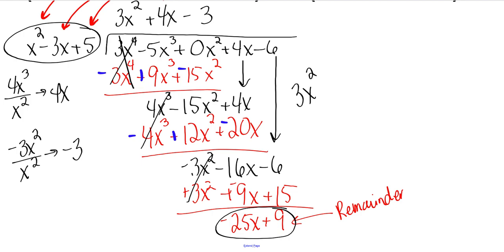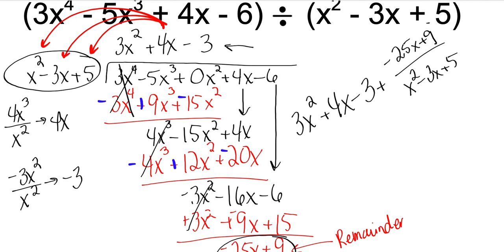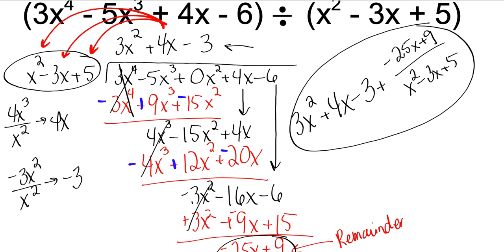So 3x squared plus 4x minus 3. That's what we got up top. And now we've got to write our remainder. So you always add the remainder. That's the best way to not make a mistake. So plus negative 25x plus 9 over the divisor, x squared minus 3x plus 5. And that is your final answer for long division of polynomials. Is it a long process? Yes, it's called long division, okay?